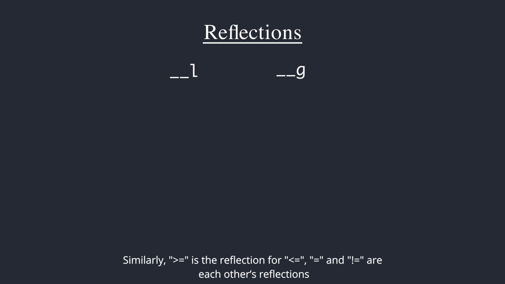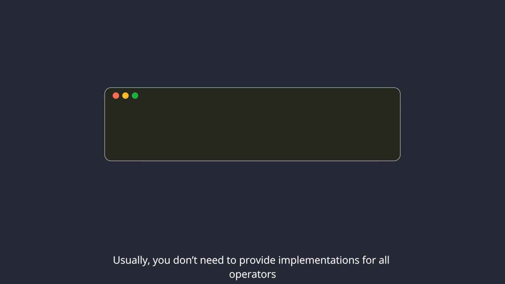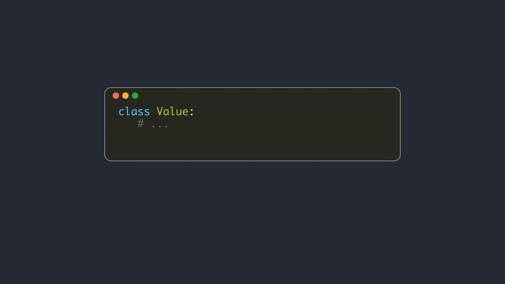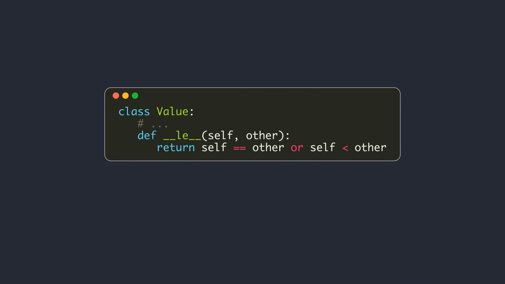Similarly, greater than or equal to is the reflection for less than or equal to, and not equal to are each other's reflections. Usually, you don't need to provide implementations for all operators. For example, assume our value class implements less than and equal to operators. Then the implementation for less than or equal to can be provided using those. Similarly, all other operators can be derived from those two operators.